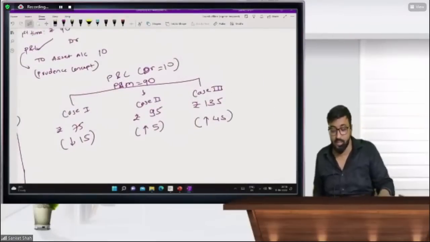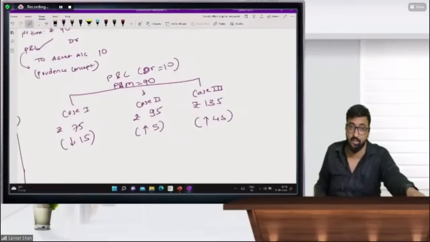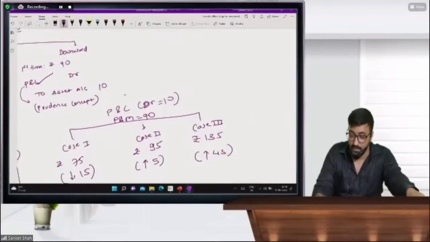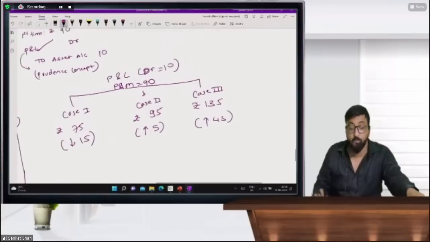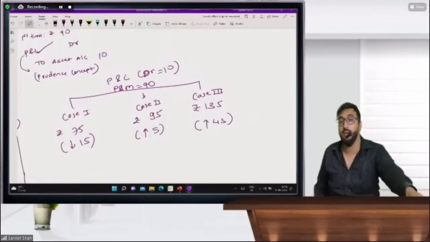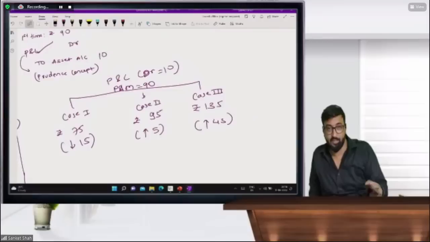Let's see who is answering very good. Yes, correct answer. Chalo. So 3 cases. First time downward. So in P&L, first utilize P&L and then you can use revaluation surplus. Chalo, let's see who is answering fast.